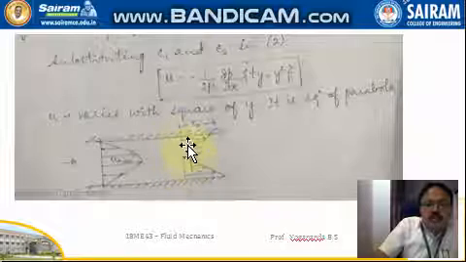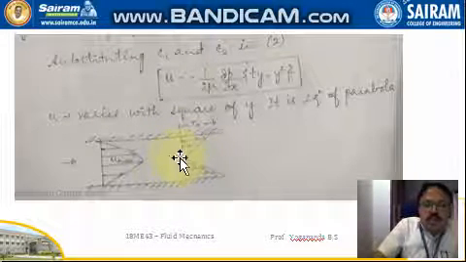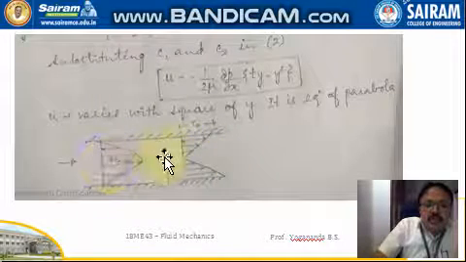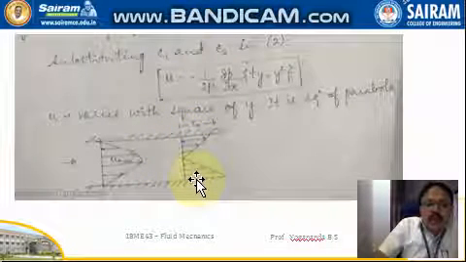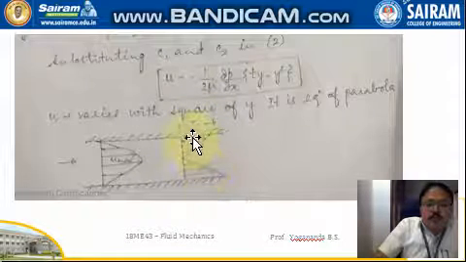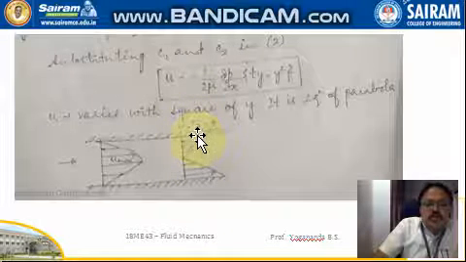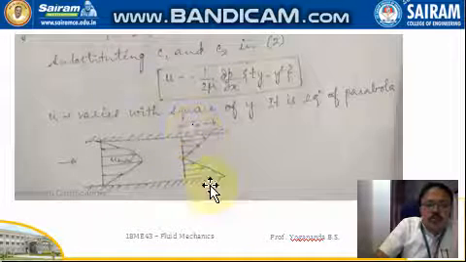Now this is my shear stress distribution. My shear stress is 0 exactly at the center of these two plates, and the shear stress takes the maximum value exactly at the two walls, because there is more resistance against the flow, so more shear stress on the two walls of these two plates.